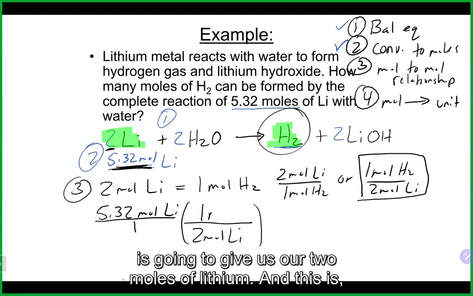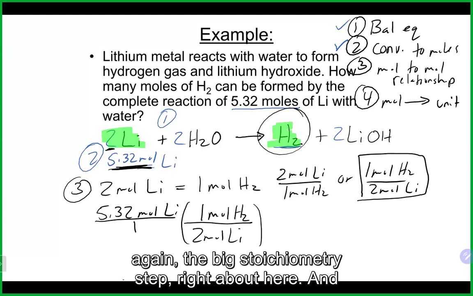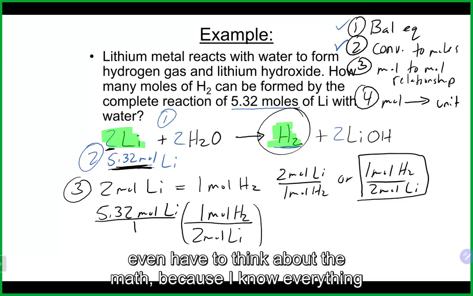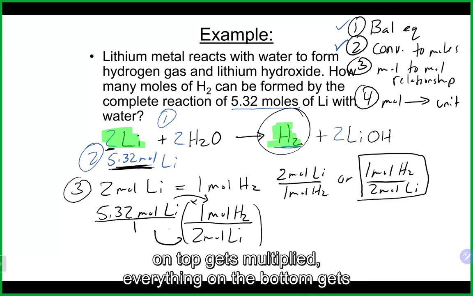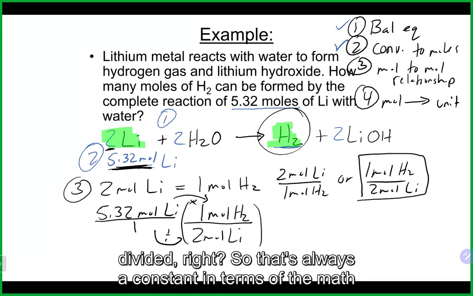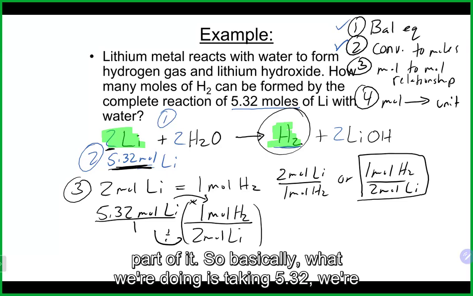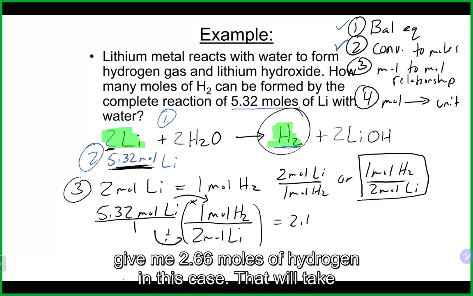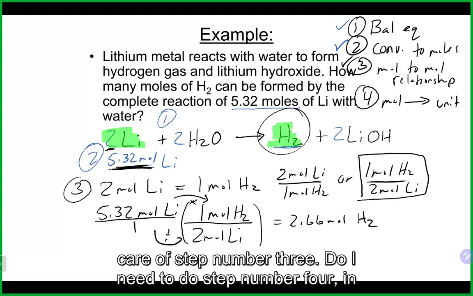And this is, again, the big stoichiometry step right about here. And again, since we set this up with dimensional analysis, I don't even have to think about the math because I know everything on top gets multiplied, everything on the bottom gets divided, right? So that's always a constant in terms of the math part of it. So basically what we're doing is taking 5.32, we're dividing it by 2 in this case. And that's going to give me 2.66 moles of hydrogen in this case. That will take care of step number 3.